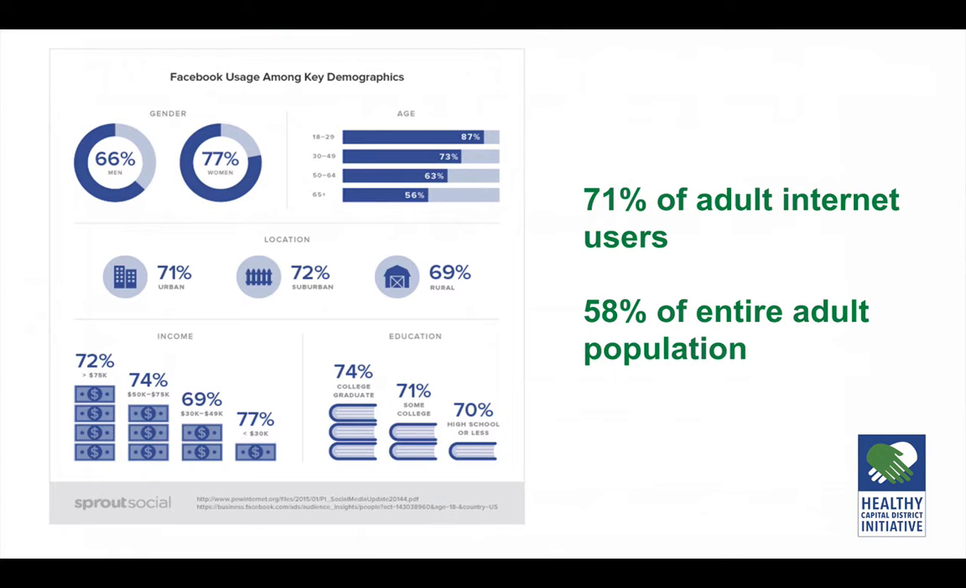I'm going to run through a quick snapshot of a few high-level statistics. But so look at Facebook. 71% of adults on the internet are using Facebook. 58% of the entire adult population in the United States. So obviously very large network, lots of engagement, and probably a place we want to start and definitely consider.